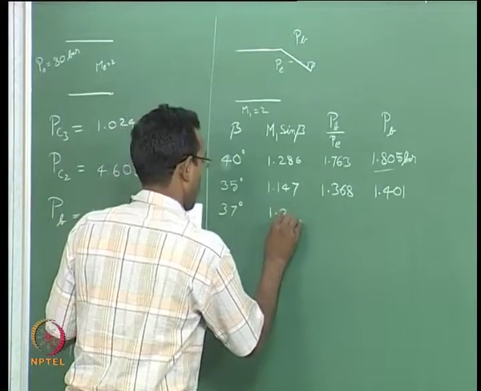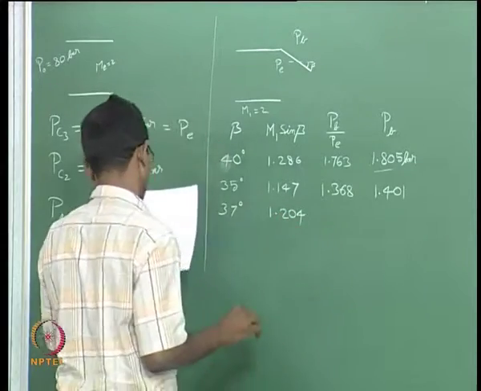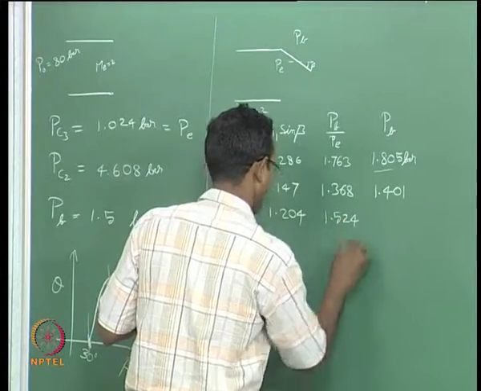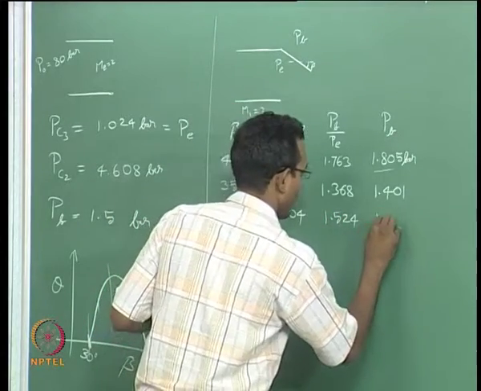That is 1.204, and the next number is 1.524, and so I am getting 1.561.